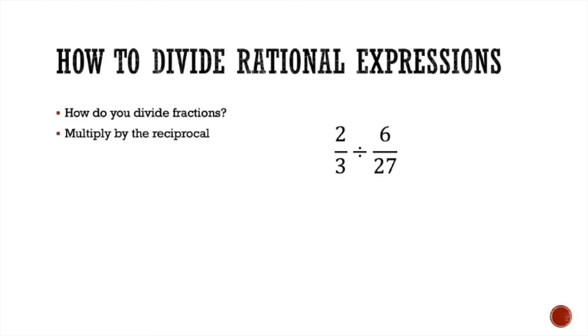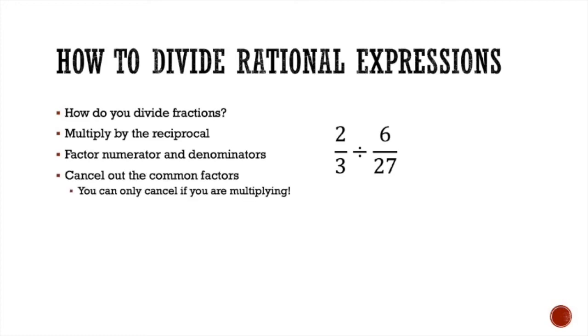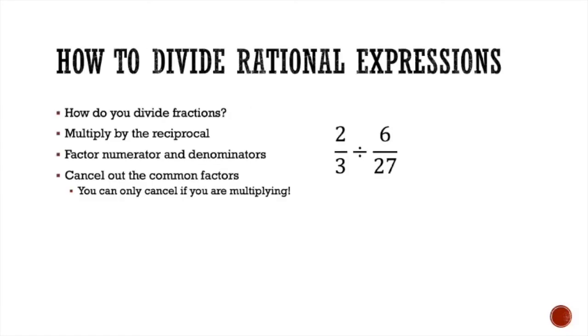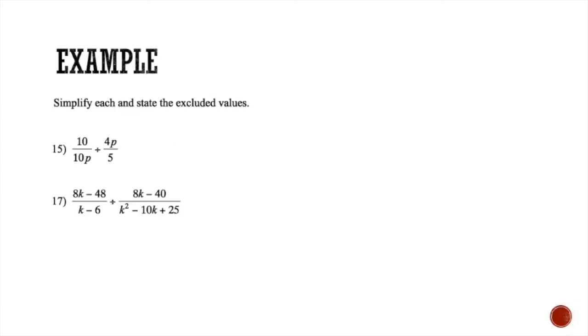All right, so when we're dividing fractions, we're going to follow all the rules of multiplication, but one step first, we're going to flip this. All right, so we're going to factor the numerator and the denominator like we did before. We're going to cancel out our common factors. Make sure you're multiplying. Same instructions we had previously, right? So on number 15, what am I going to flip?